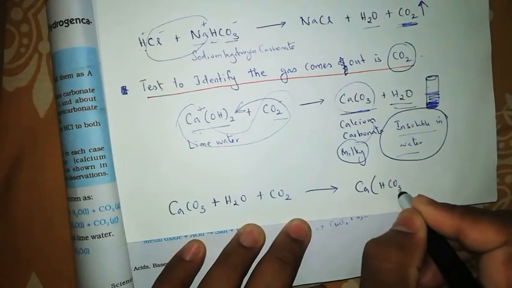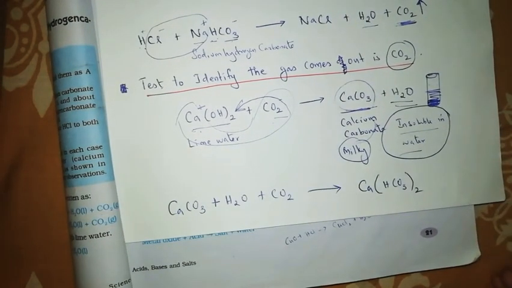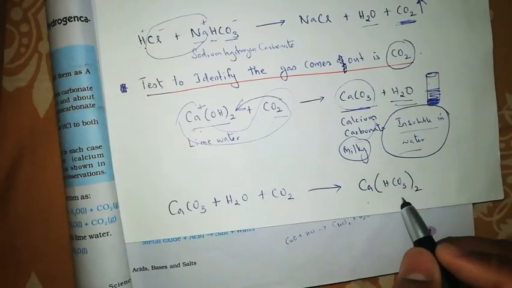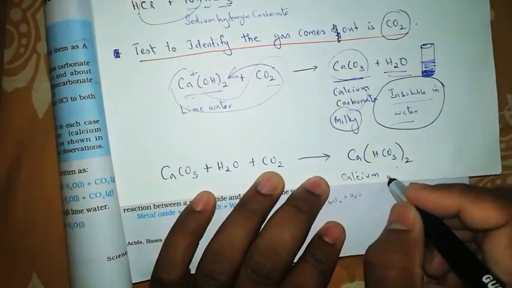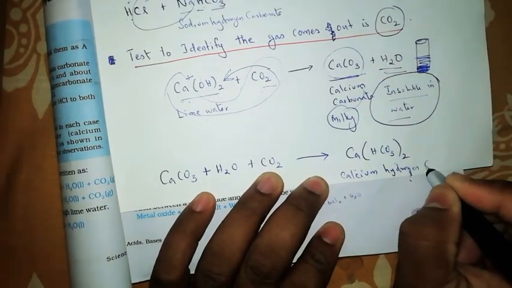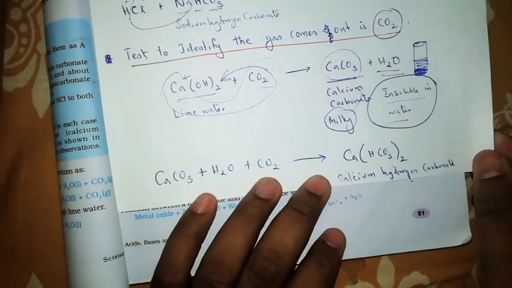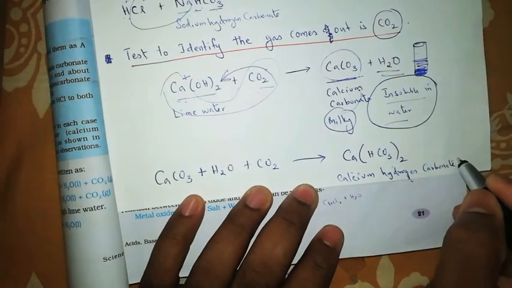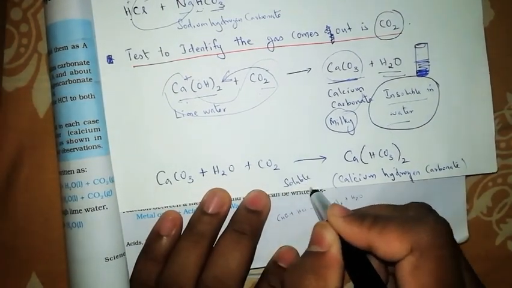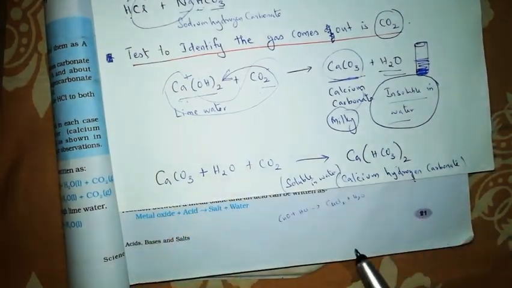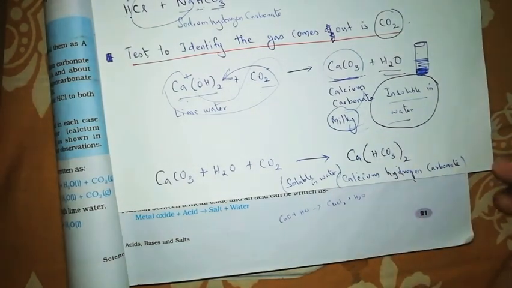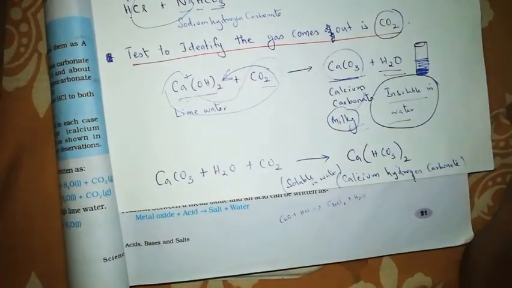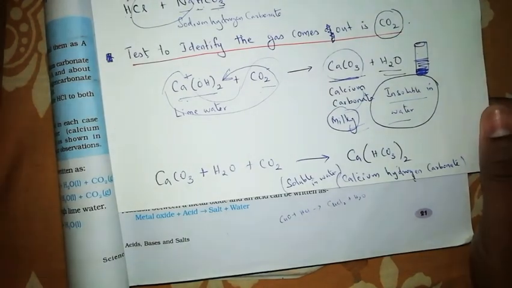It becomes calcium hydrogen carbonate. The name is totally changed. This calcium hydrogen carbonate, which is formed when we add excess carbon dioxide to calcium carbonate, is easily soluble in water. That means if you add more and more carbon dioxide into calcium carbonate, the milky color turns to the normal color. Normally it looks like normal water color. Do you all understand now?